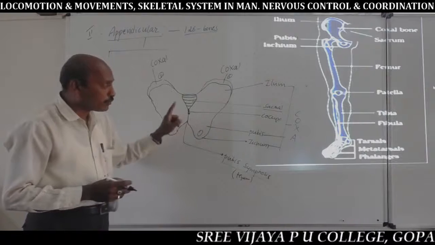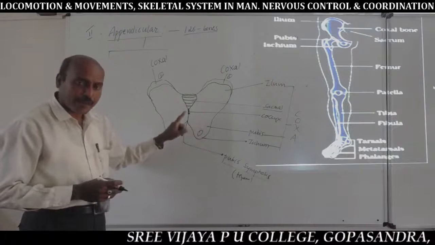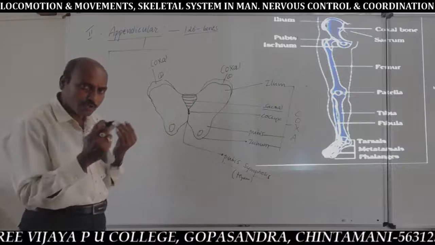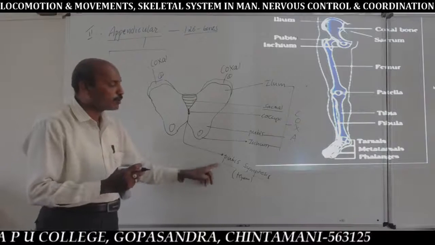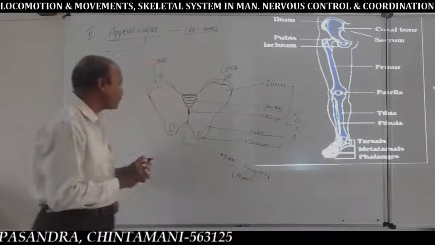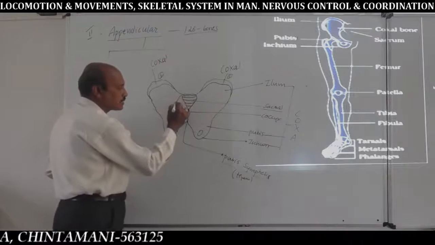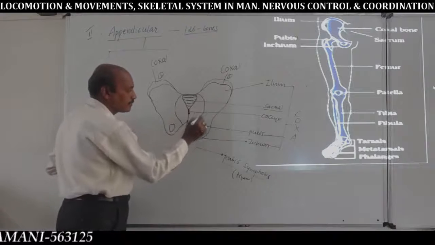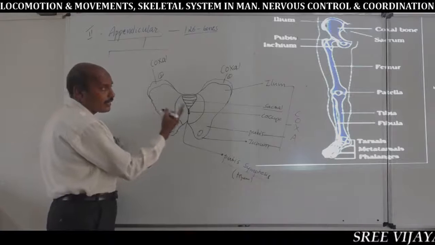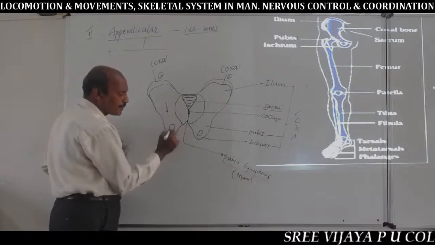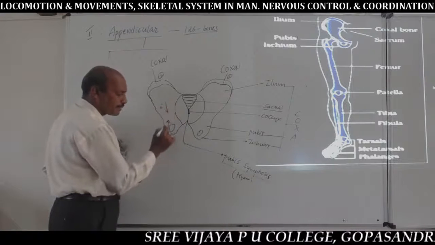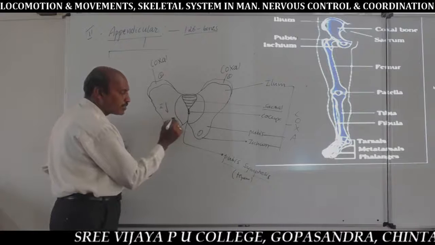So, at the pubis region, the two coxal bones are fused together in the form of the pubis symphysis. Very important. Listen here: the 3 parts of the coxa are ilium, ischium, and pubis.